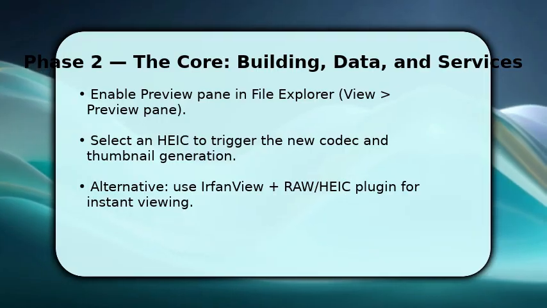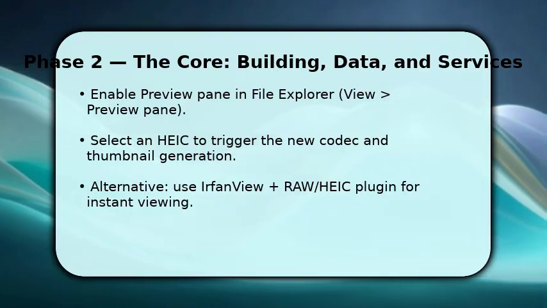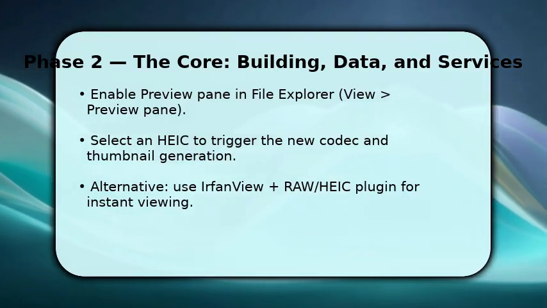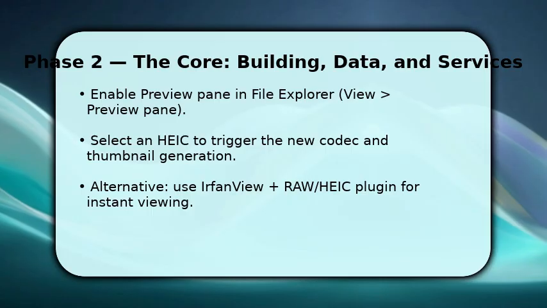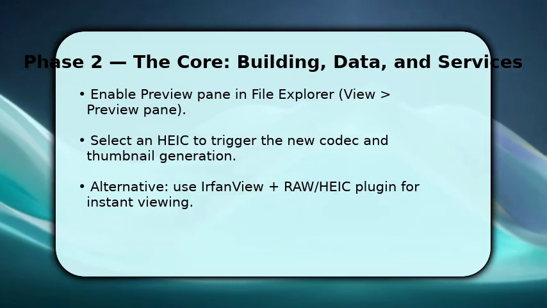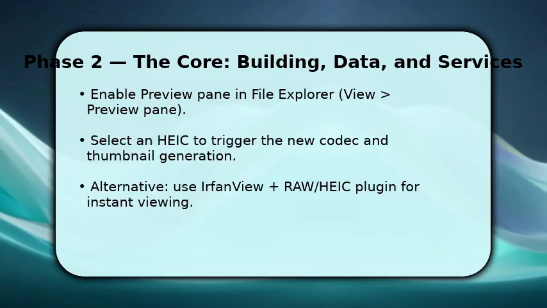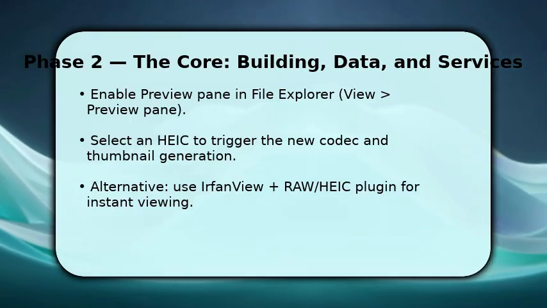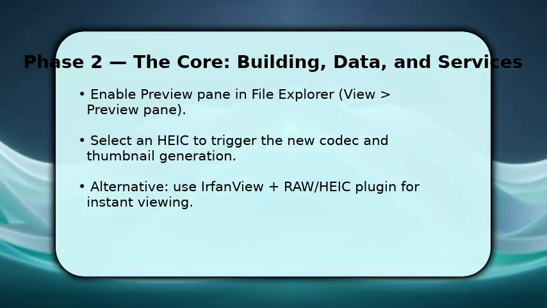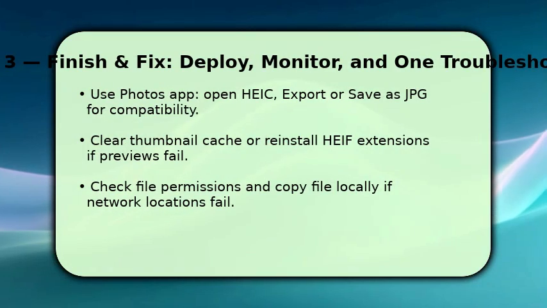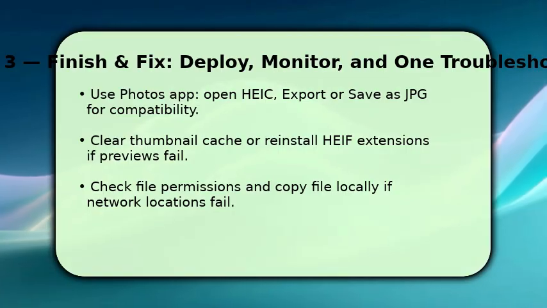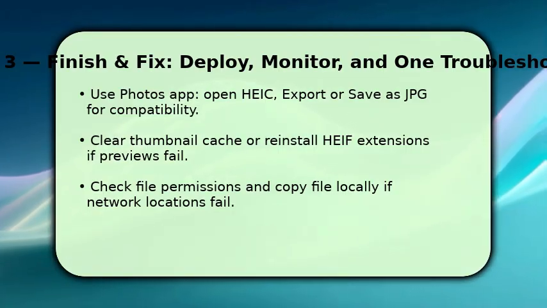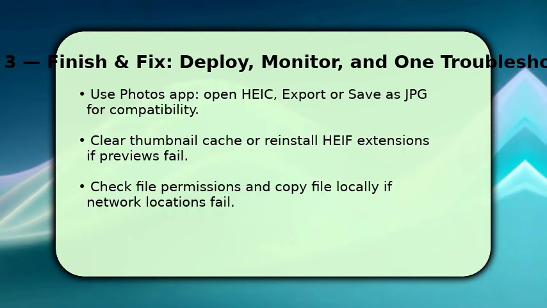If Explorer still shows a blank area, make sure thumbnail generation is enabled in folder options and not set to always show icons. Alternatively, use a lightweight third-party viewer like a viewer with the HEIC plugin for immediate viewing and batch conversion. Finally, convert or finalize your workflow. Open an HEIC in Photos and use Export or Save as to create a JPG if you need broad compatibility.